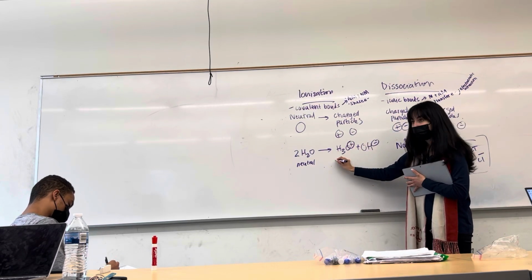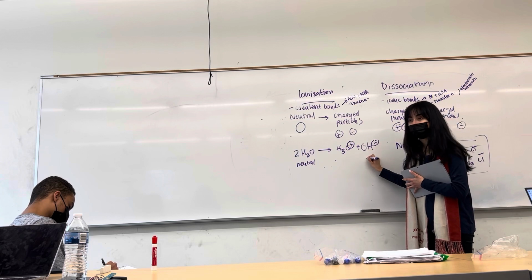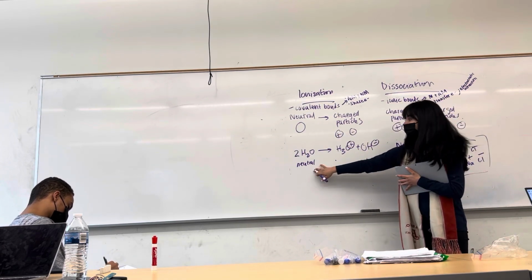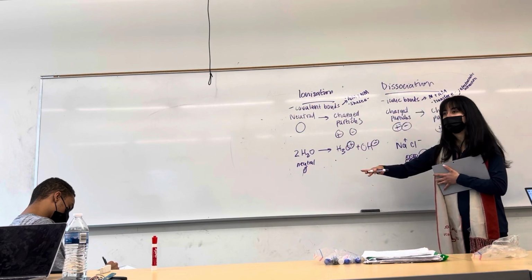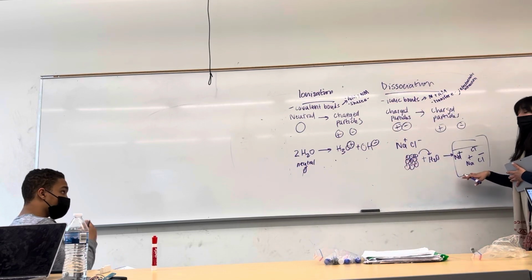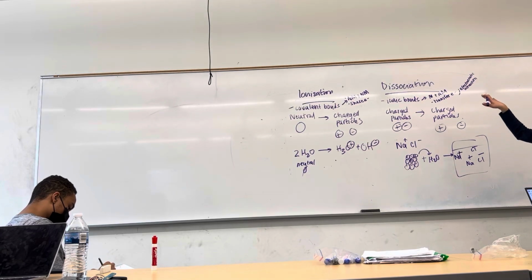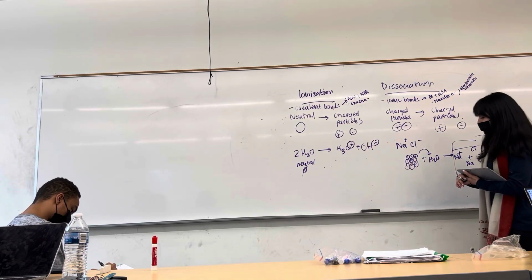Now you have the hydronium ion, and you have the hydroxide ion. Do you see how it went from neutral to charged? It split up. It was neutral. There was zero charge on this thing. This one was already charged. It just went in water and it split up. That's the difference between ionization and dissociation. Make sense? Cool.